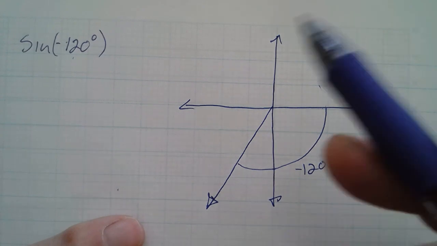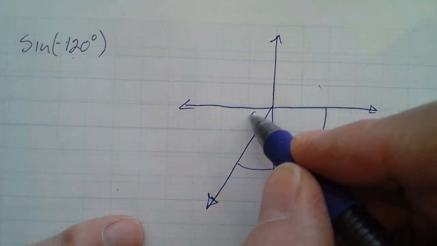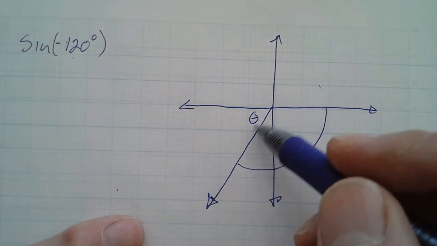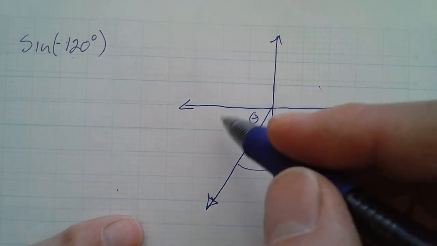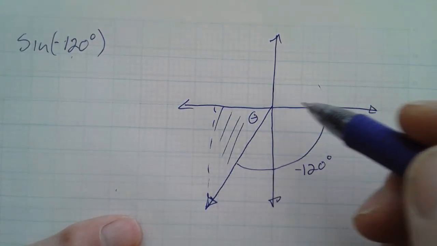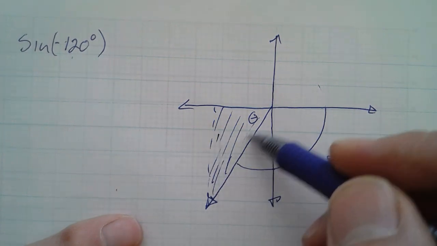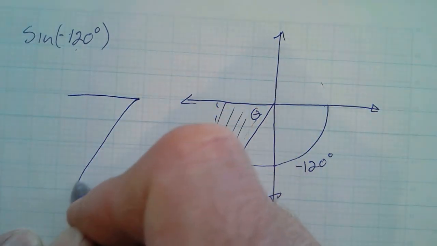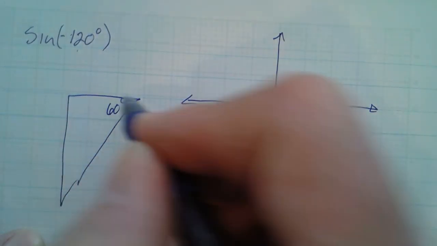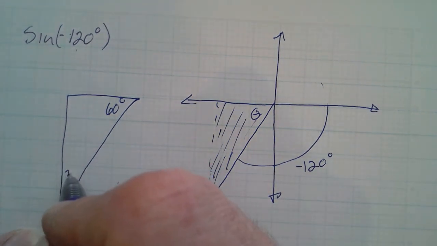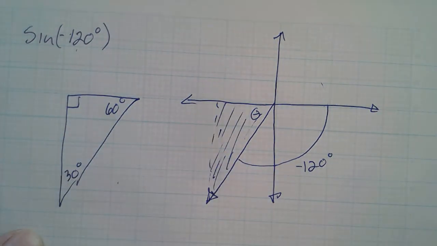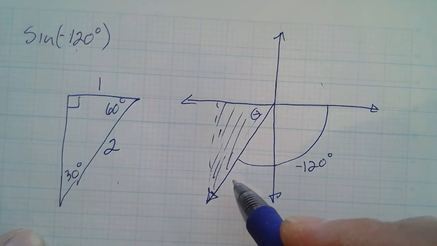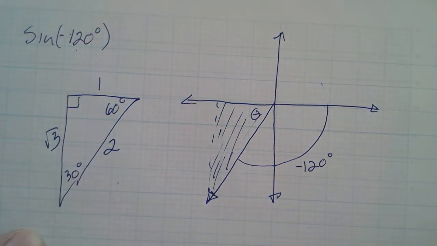So if I was going to find the sine of it, I need my reference angle. There's my reference angle. It's the angle that the terminal side makes with the x-axis. So here's my triangle that I'm going to work with. That angle right there, since this is 180, is 60 degrees. That means this is 30, and that's 90. Across from 30 is 1, double it is 2, and square root of 3 for the other side.